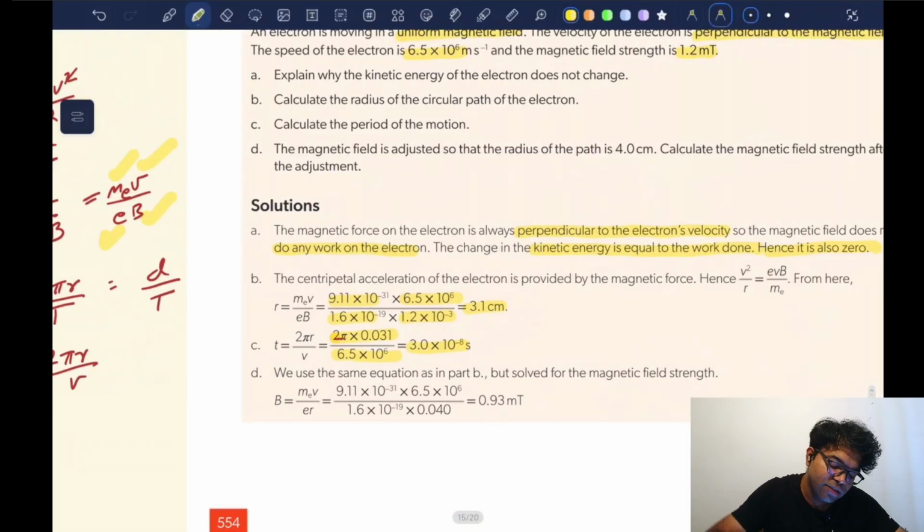The magnetic field is so adjusted that the radius of the path is 4 centimeters.